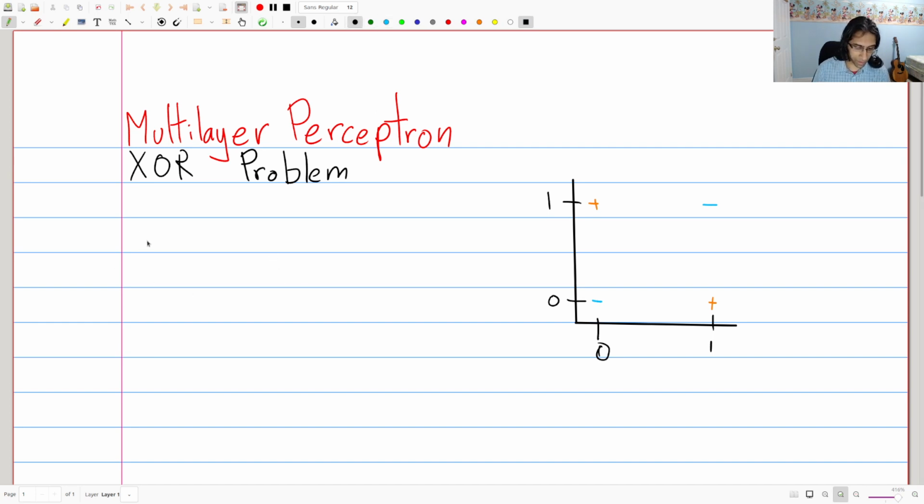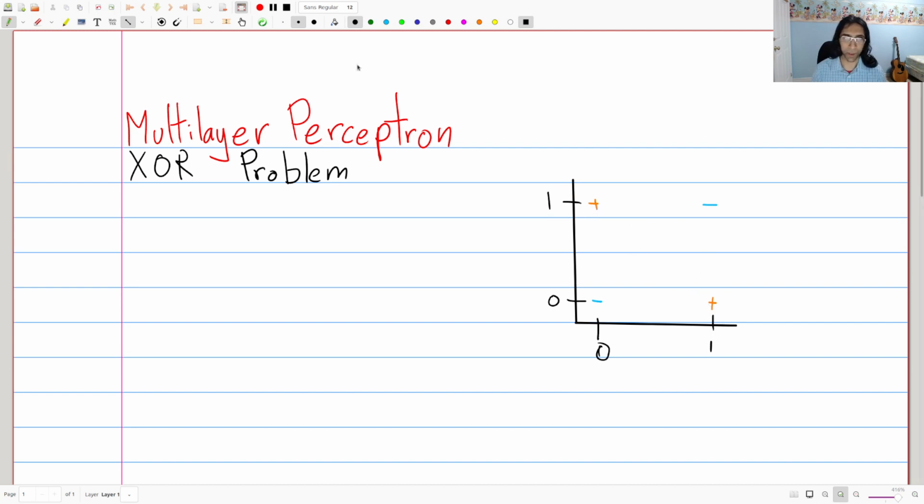The claim which I showed you by picture before is that no perceptron is able to correctly classify all 4 of these points. And you can kind of see this by picture. If you try to draw a line, you can't find any line which splits these so that the pluses appear on one side and the minuses appear on the other side.